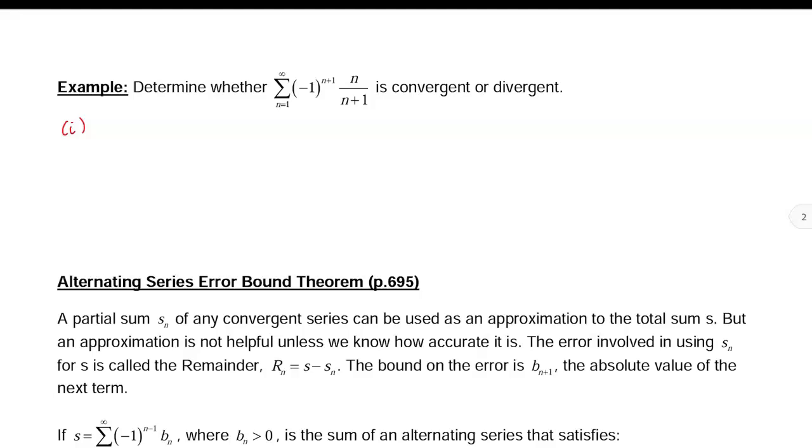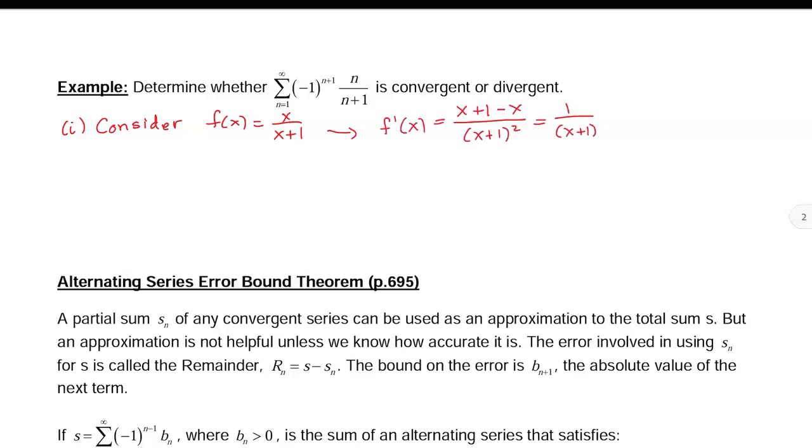Condition 1. This is not an easy nth term to compare with the n plus 1 term. I'm going to consider this term as a function. That allows me to take the derivative. Quotient rule again. The result is a fraction that is always positive. We have a 1 in the numerator, which is always positive, and we have a quantity squared in the denominator, which is always positive. This derivative is positive for all x.